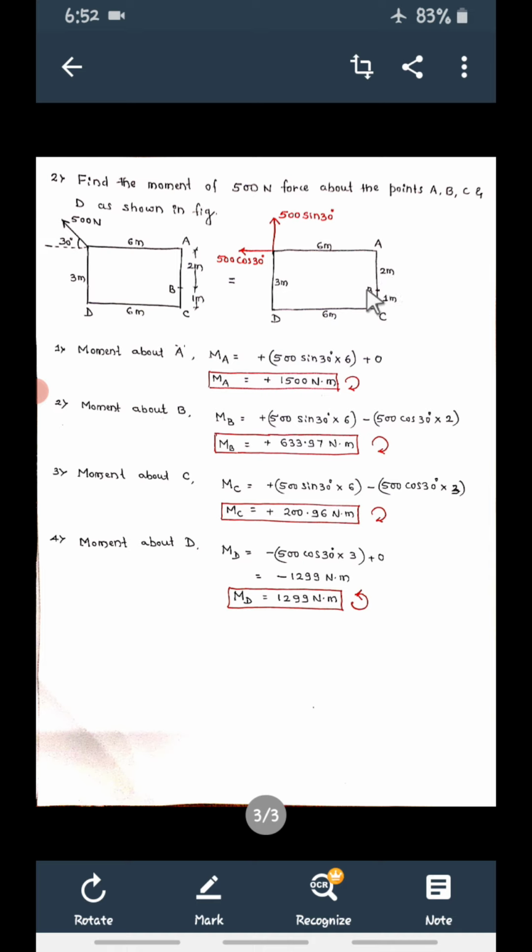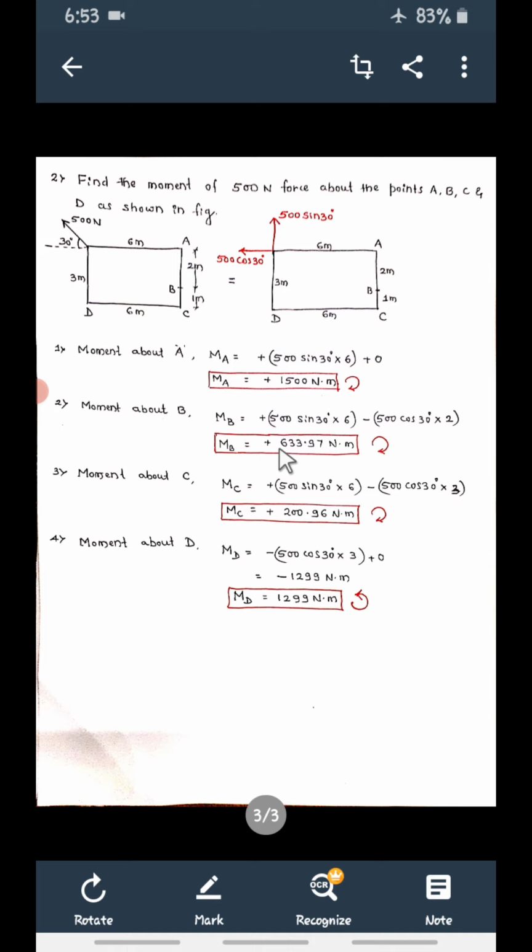With reference to B, this is going to produce anti-clockwise, so it is minus, and this one is plus. So minus 500 cos 30 into 2. Why is it 2? This is the force and this is point B, and the perpendicular distance is 2 meters. So the answer is plus 500 sin 30 into 6 minus 500 cos 30 into 2.